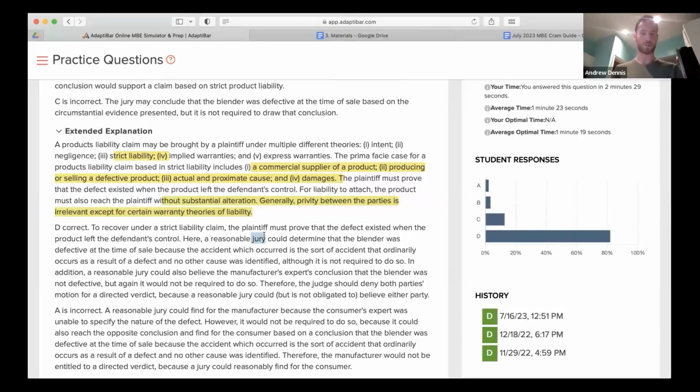Here, a reasonable jury can determine that the blender was defective at the time of the sale because the accident which occurred is a sort of accident that ordinarily occurs as a result of a defect and no other cause is identified, although it's not required to do so. In addition, a reasonable jury could also believe the manufacturer's expert conclusion that the blender was not defective, but again, it would not be required to do so. Therefore, the judge should deny both parties' motion for directed verdict because a reasonable jury could find but is not obligated to believe the other party.